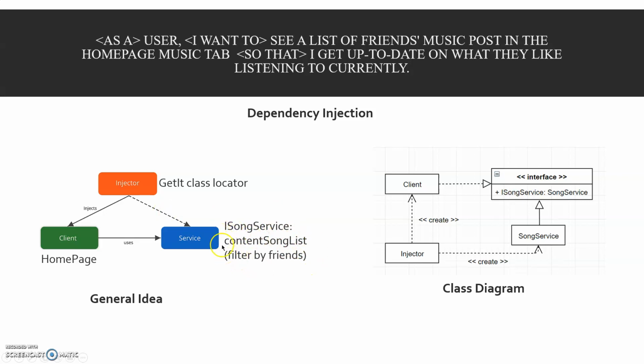And then basically we call this function, the content song list, where we filter by friends for each user. Depending on how many friends you have, it will filter out those songs that belong to those friends of that user, and then pass it back through the service to the injector, back to the home page. Here we can see the client, and then the injector is hooked up to the client, and then the client has been injected with the song service, and then the injector calls the song service, and song service calls the song model.